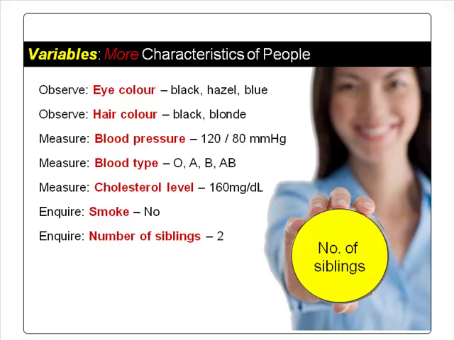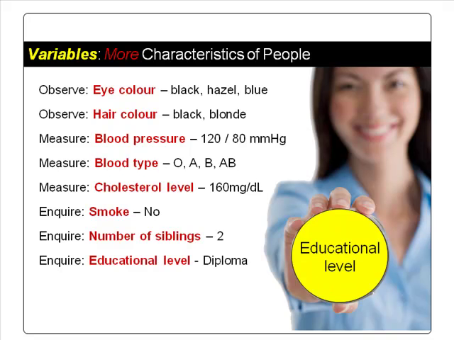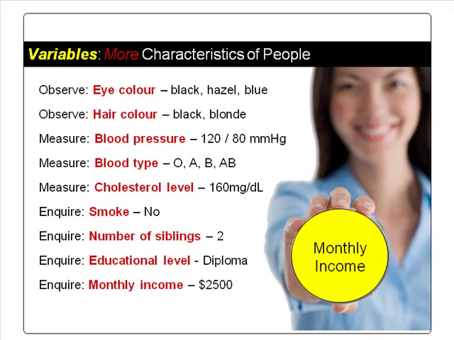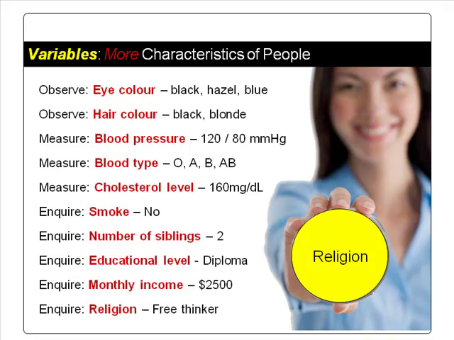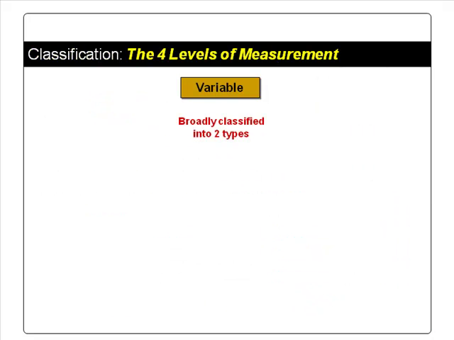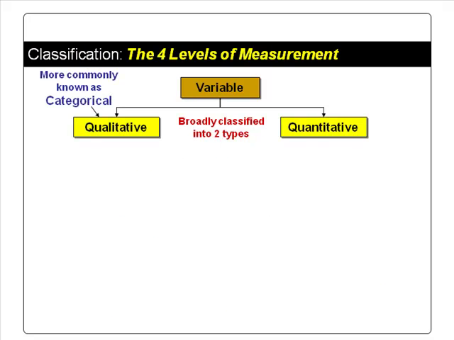Inquire the number of siblings he or she has. 0, 1, 2. Inquire or verify the educational level. Diploma, degree, master. Inquire or verify the monthly income. $2,500 per month. Inquire about his or her religion. Free thinker. Any variable can be broadly classified as a qualitative or quantitative variable.